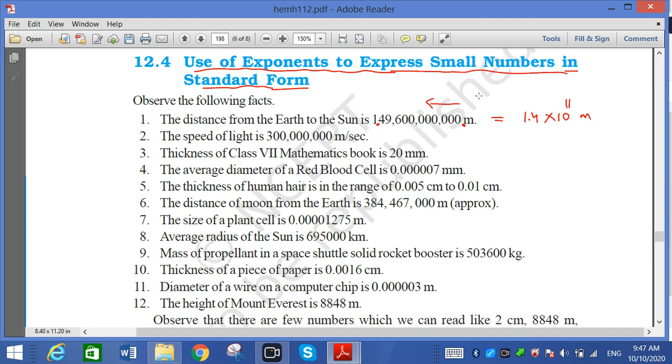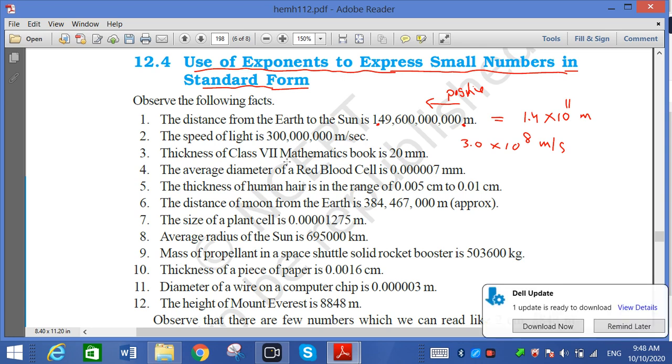When we go left, the power is positive, always remember. So it is very difficult to describe like that, but it is easy to describe like this. So it is the use of exponents to express small numbers in standard form. So it is a standard form. Again same, 1, 2, 3, 4, 5, 6, 7, 8. So I have to write 3.0 into 10 to the power 8 meter per second, the speed of light. 1, 2, 3, 4, 5, 6, 7 and 8.